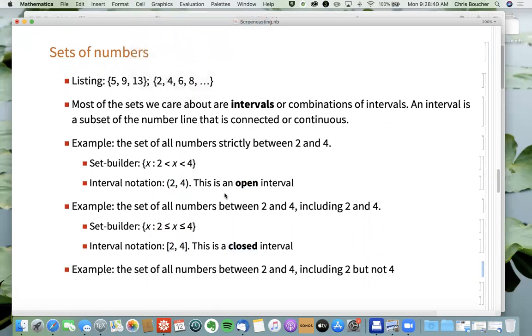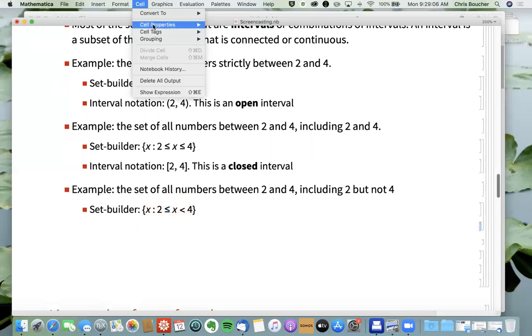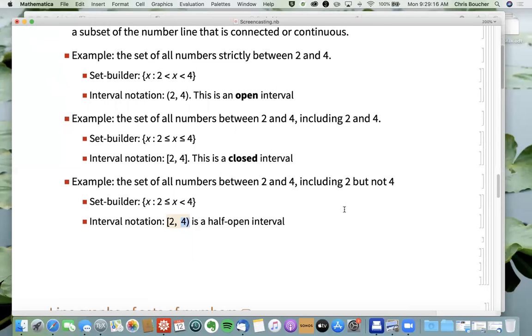Intervals can be half and half. You could have a set of numbers between 2 and 4, and maybe you want to include the left endpoint 2, but not the right endpoint 4. In this case, in set builder notation, it's not a big deal. We just adjust the inequalities appropriately. So here we would want a strict inequality on the right and a loose inequality on the left. In interval notation, we'll just mix parentheses and square brackets appropriately. So we use a square bracket for an endpoint that's included and a parenthesis for an endpoint that is not included.